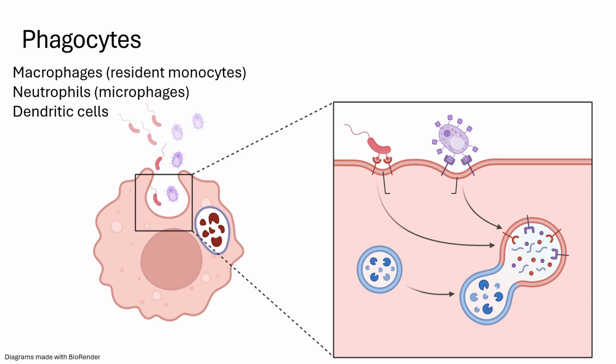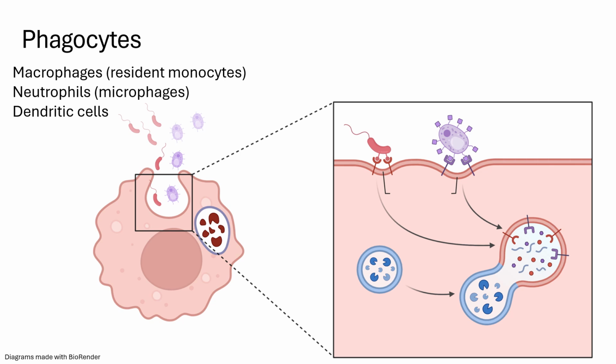When phagocytes encounter a pathogen or debris, they surround it with their cell membrane and then they ingest it into a small compartment called a phagosome. This was a process we saw earlier. It's a process called endocytosis. The phagosome then fuses with a lysosome, and that lysosome contains enzymes that can break down and digest the material.